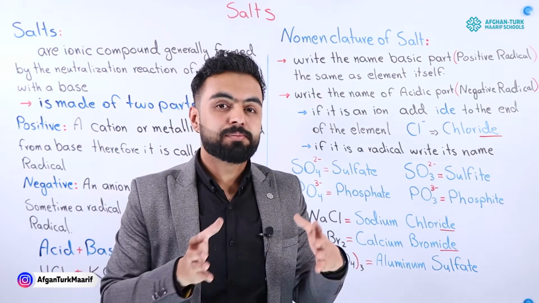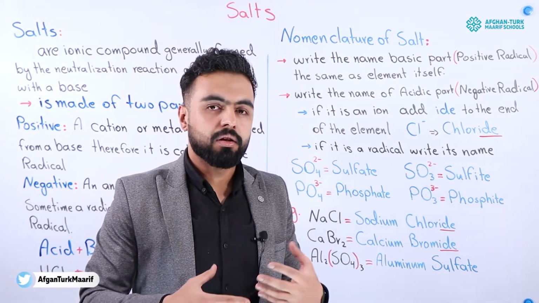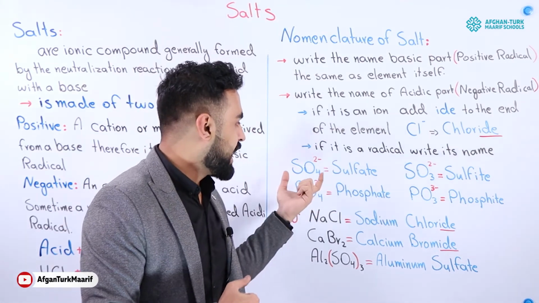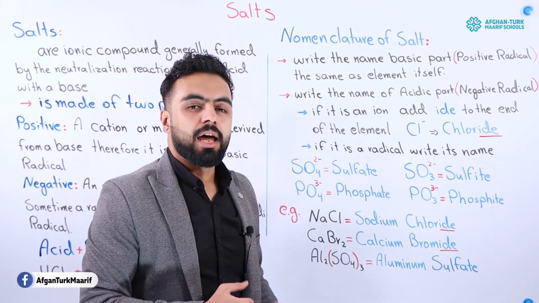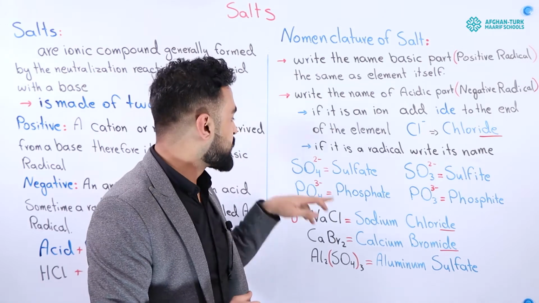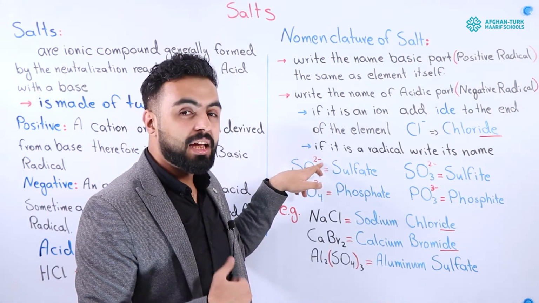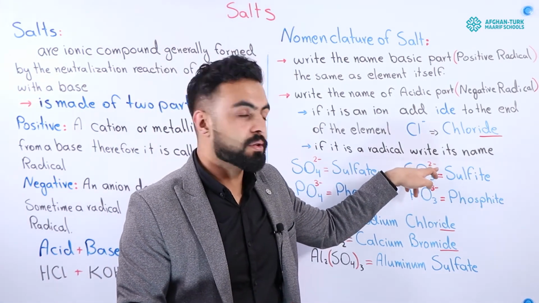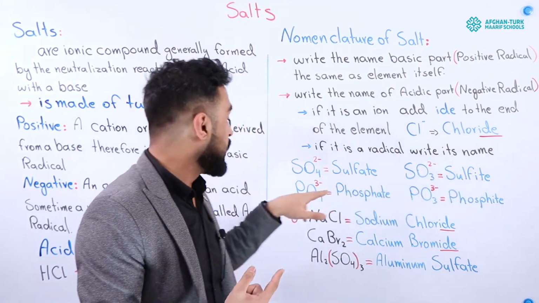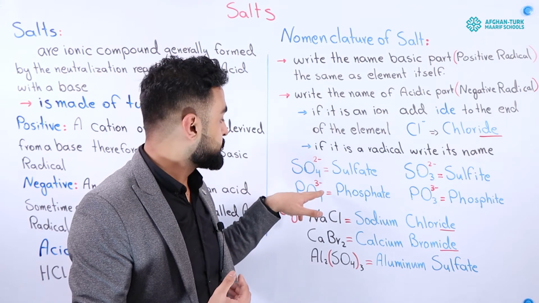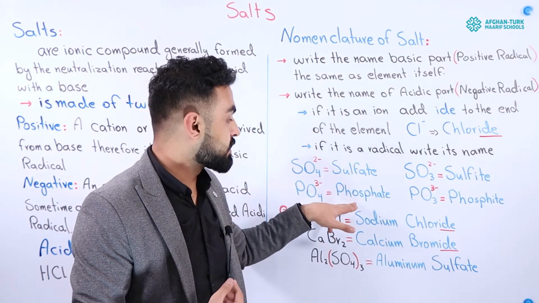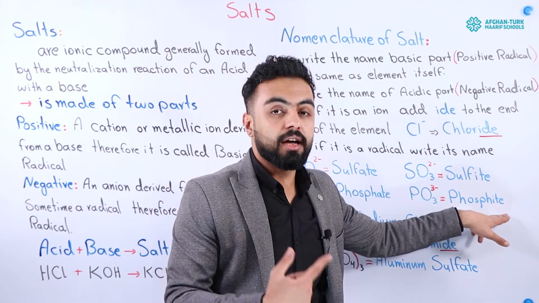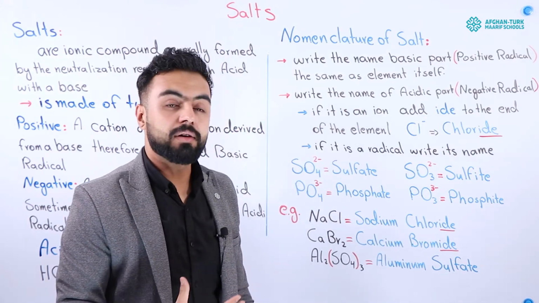So there are radicals with specific names, and why we call them like that, we will study in 11th grade, inshallah. But now memorize these four, which we mostly use in salts. SO4 with -2 is called sulfate. SO3 with -2 is called sulfide. PO4 with -3 is called phosphate, and PO3 with -3 is called phosphide. So they are four famous radicals.